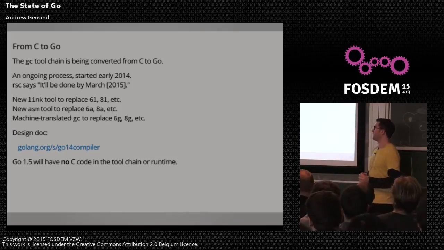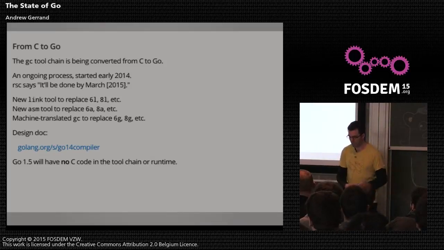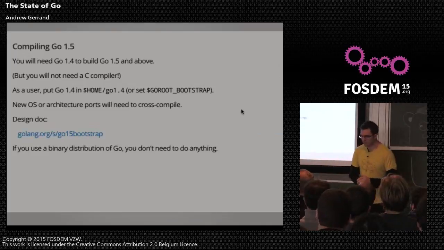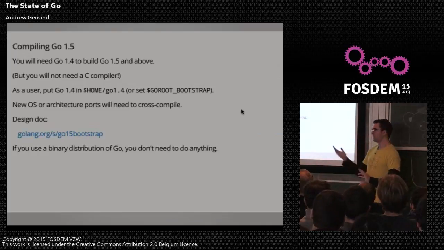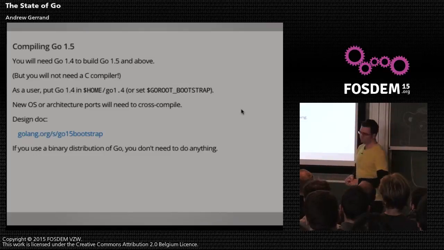But the upshot is that in 1.5, there will be no C code anywhere in the tool chain or even in the runtime. All the runtime code had to be converted by hand, and that was done by a lot of people on the team, and they did a really great job of that. But what that means is that to compile Go 1.5 and later, you'll need to have a Go toolchain to do that. You don't need a C compiler anymore, but you will need a Go compiler to build them.